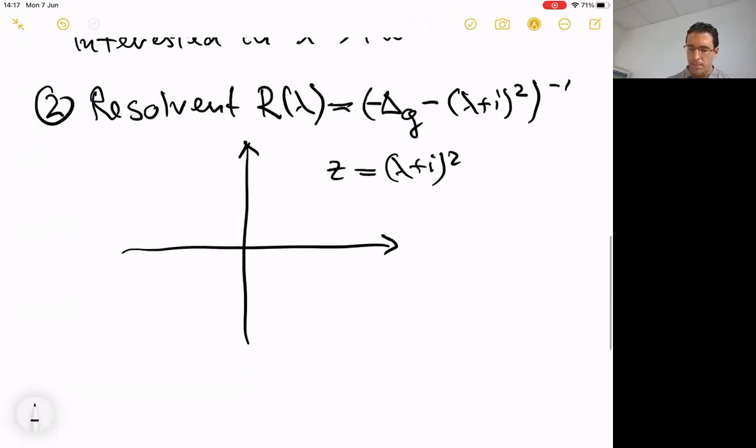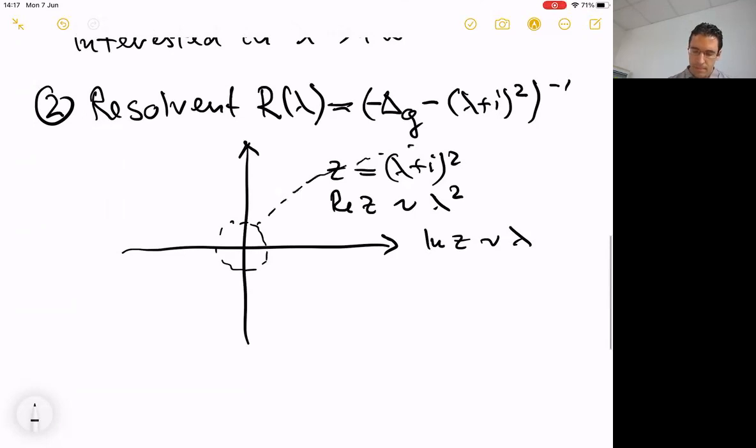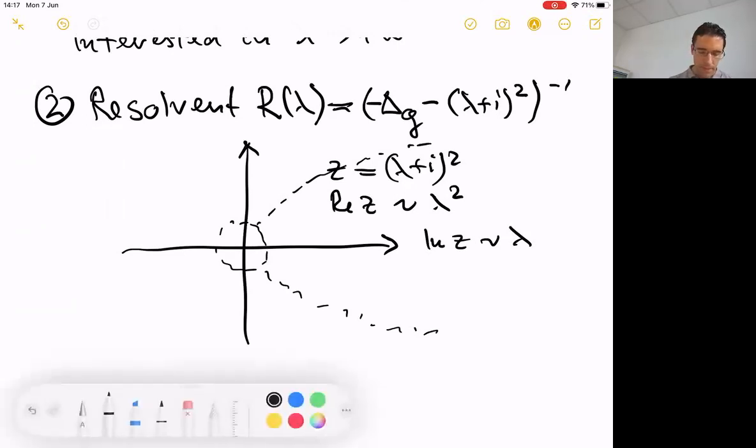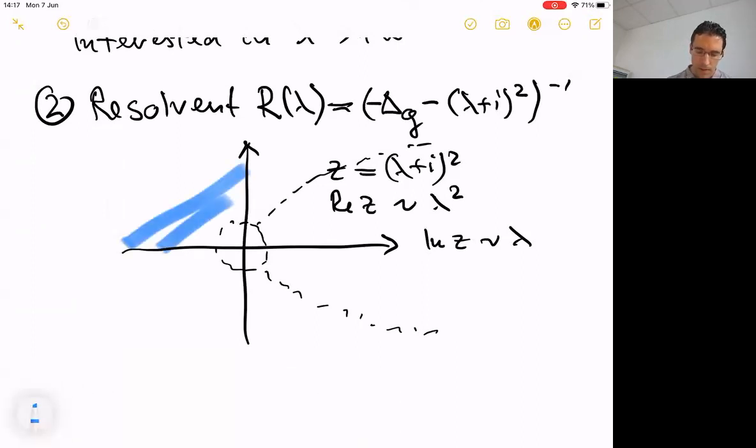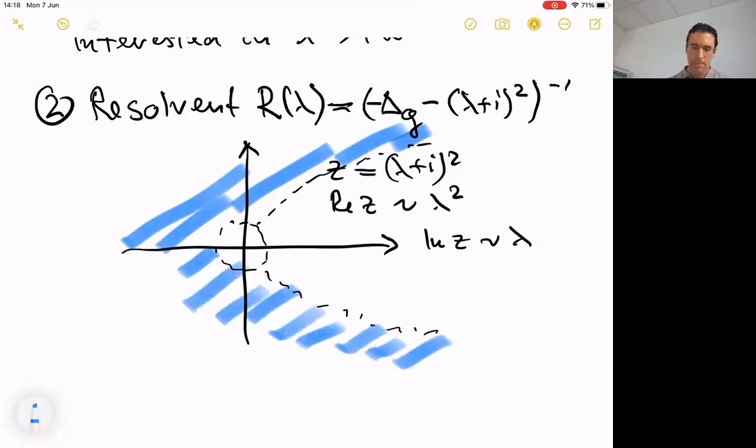But so if we look at this, if we have the spectral plane, we are interested in a region where the real part of Z is basically approximately lambda squared, and the imaginary part of Z is approximately lambda. Right? It's 2 lambda, but I don't care about constants here. And so I'm interested in estimates that are outside of some parabolic region. And so all the resolvent estimates are going to live here. Okay.